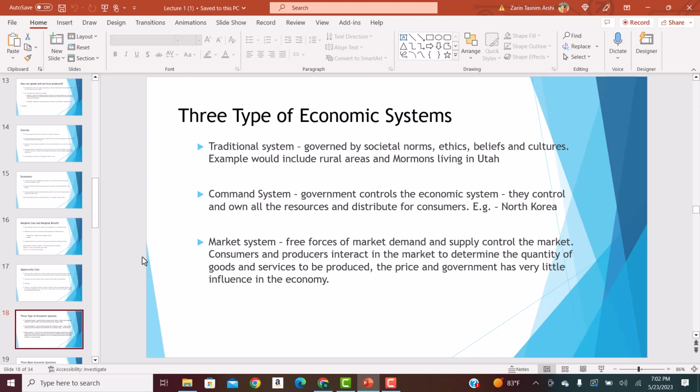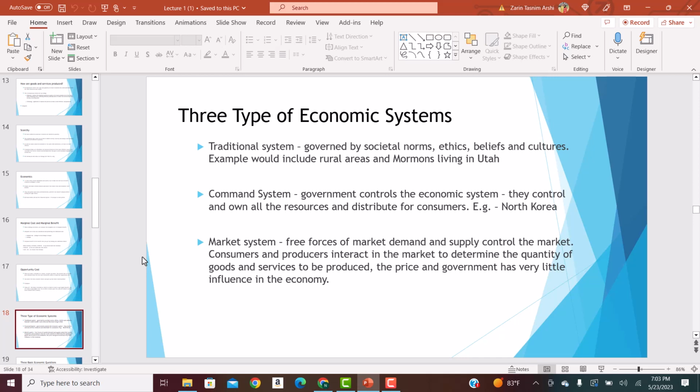The next one we have is the command system. The command system is where the government controls the economy, and the government has ownership of all the resources: land, labor, and capital. Everything is owned by the government. There are no private entrepreneurs in a command economic system. They control how much will be produced and what type of goods and services will be produced. They own all the resources and distribute the number of goods that each individual or consumer will get. An example would be Cuba or North Korea.